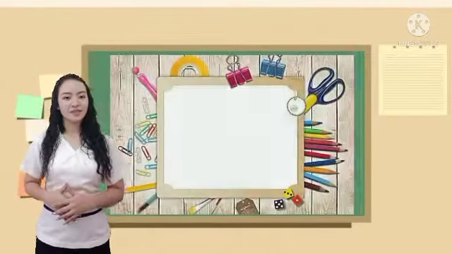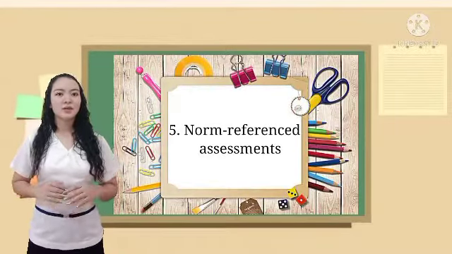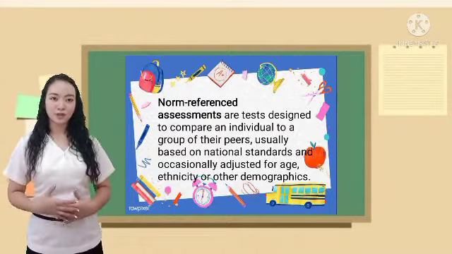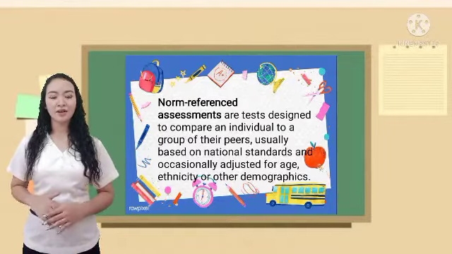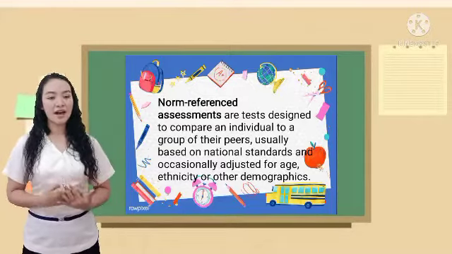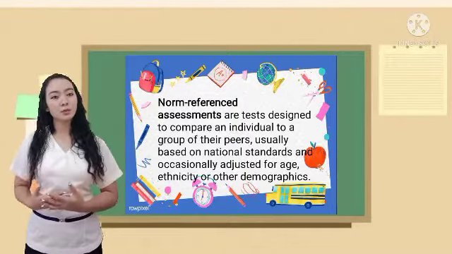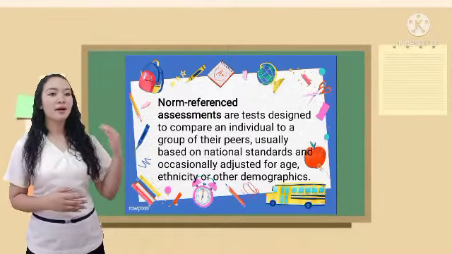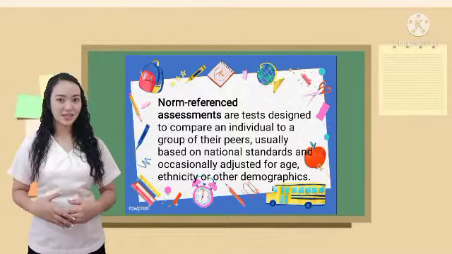So the fifth type of assessment is the norm-referenced assessment. Norm-referenced assessments are tests designed to compare an individual to a group of their peers, usually based on national standards and occasionally adjusted for age, ethnicity, or other demographics. Unlike ipsative assessments, where the student is competing against themselves, norm-referenced assessments draw from a wide range of data points to make conclusions about students' achievements.